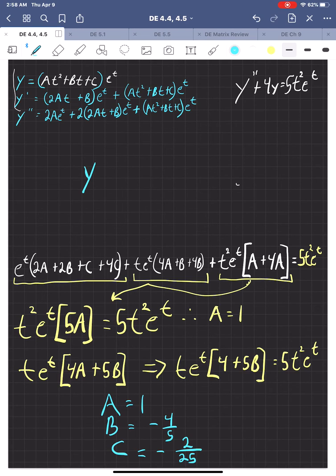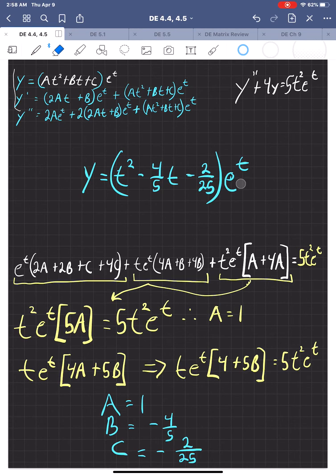So what is y equal to in this case? y is equal to 1t squared minus 4/5 t. B, or so in this case, C is negative 2/25, so minus 2/25 times e to the power of t. All right. So in this case, well, let me go ahead and leave it at that.